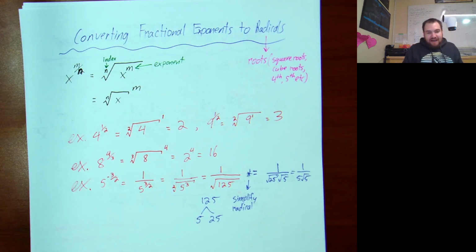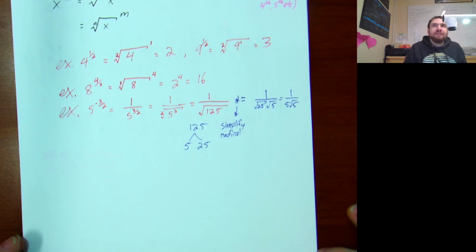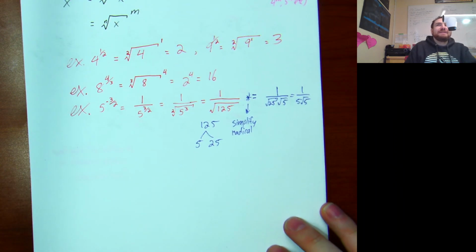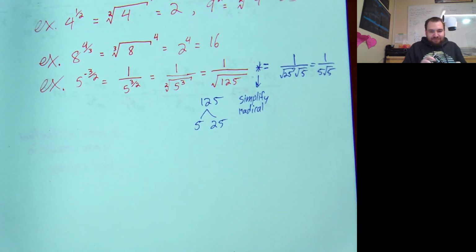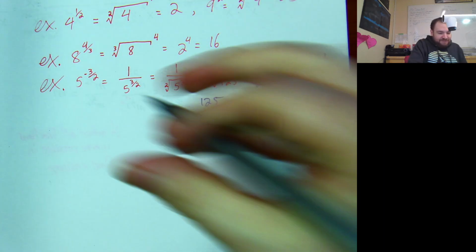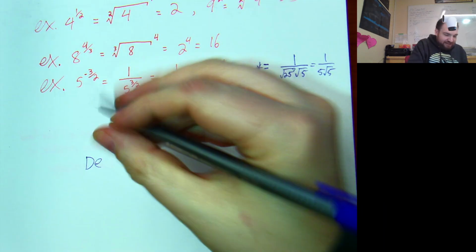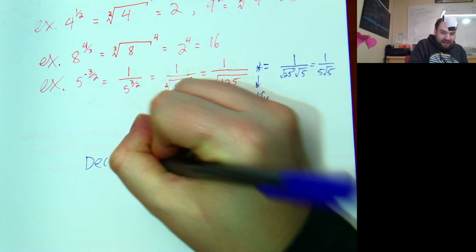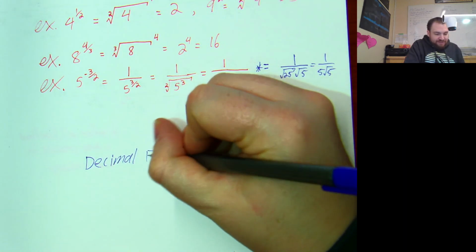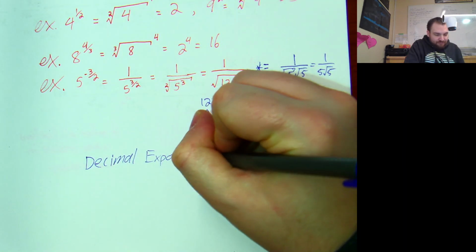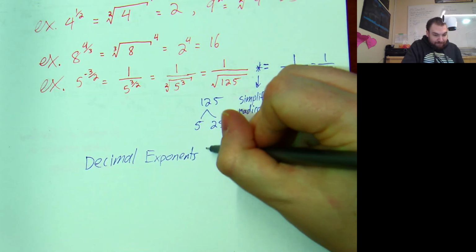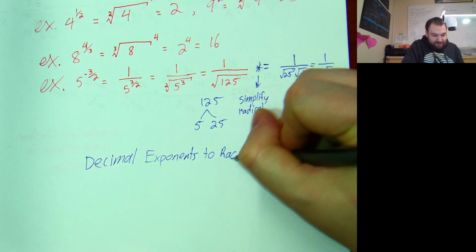Okay. The next one we're going to do is easy, I think. But it's going to connect something else that we've done to something new. I have space, so I'm just sliding down, because this one's not actually very long, so I can do it with the space that I have. Decimal exponents to radicals.